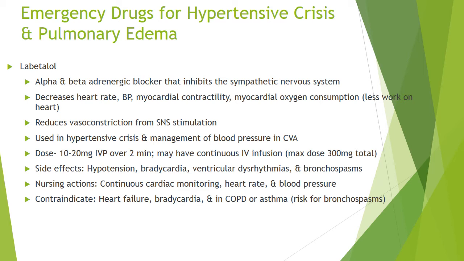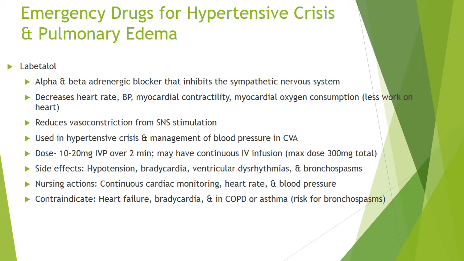Labetalol is another medication that we use to treat patients experiencing hypertensive crisis, as well as managing the blood pressure of a patient that has had a recent CVA. It has alpha and beta adrenergic blocking response, so it inhibits the sympathetic nervous system, causing our patient to have a decrease in heart rate. We'll have a decrease in blood pressure as well as myocardial contractility. It also decreases our myocardial oxygen consumption. So the overall goal is that labetalol makes less work on our heart.